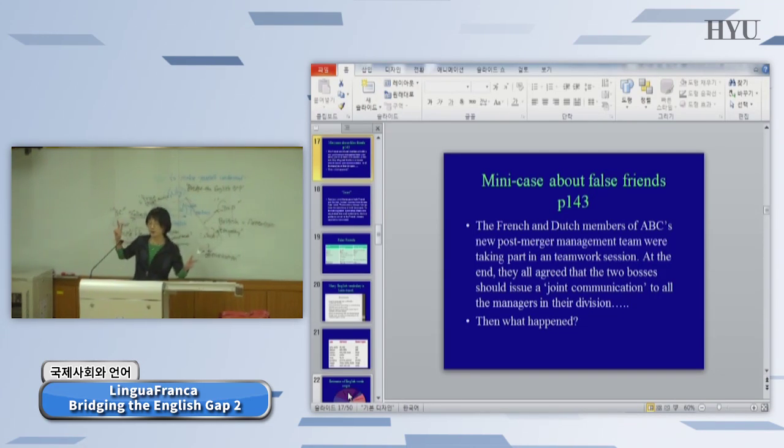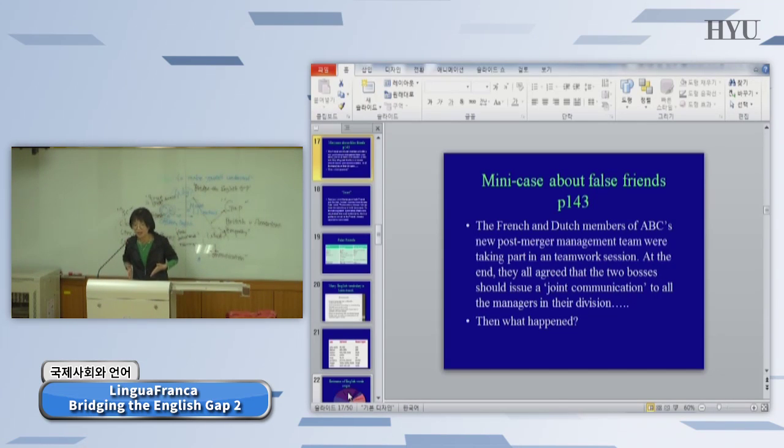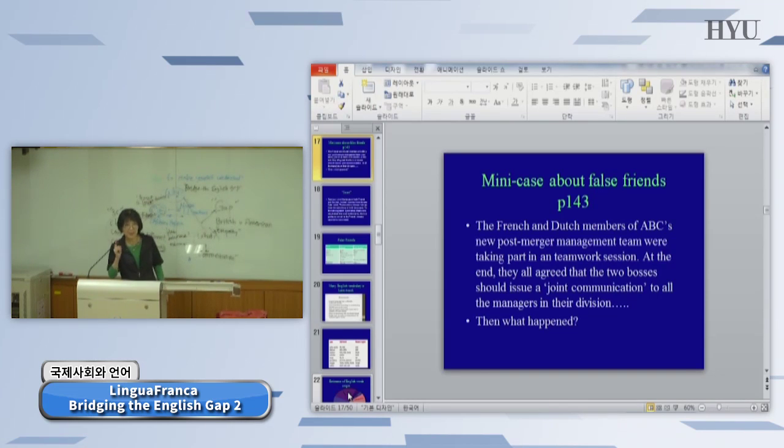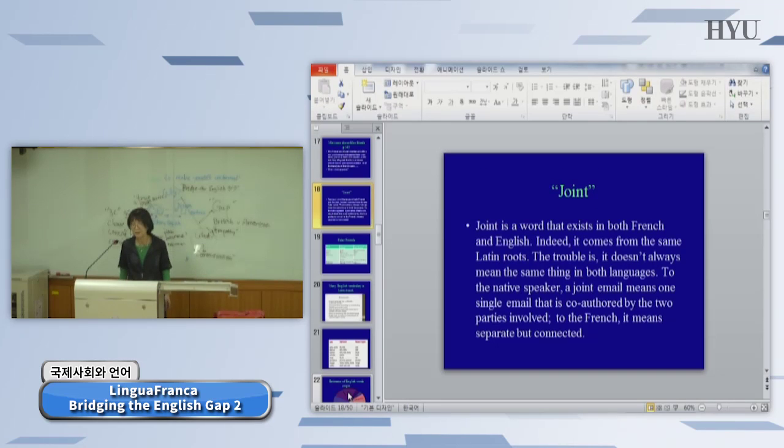The French people and Dutch people worked together on the post-merger management team, and they took part in a session. At the end, they all agreed that the two bosses should issue a joint communication to all the managers in the division. Okay, that's it. So there was a misunderstanding in the use of joint. What's the meaning of joint for the French manager? What's the meaning of joint for the Dutch manager? There was a problem because the meaning of joint was different.